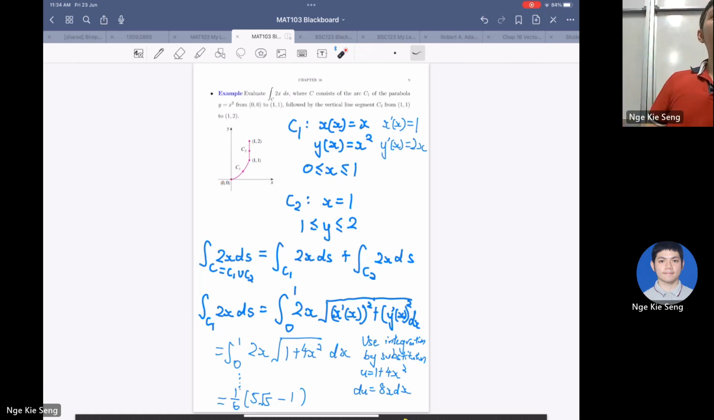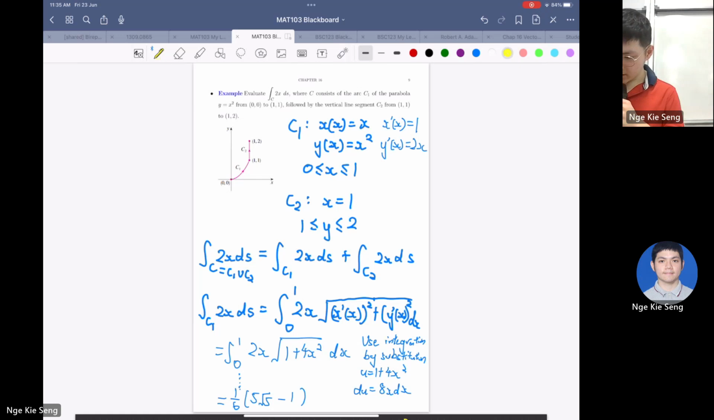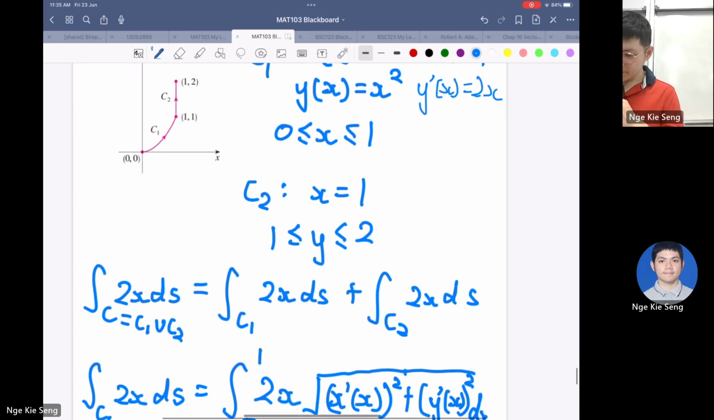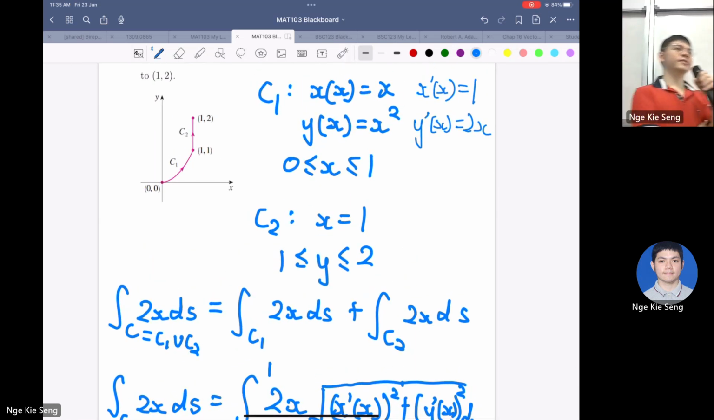Question? Yeah. What's the function of y? Okay, I think it's a good question. So what's the function of y? Let me put C2 here. So what's the equation of y? What do you think?